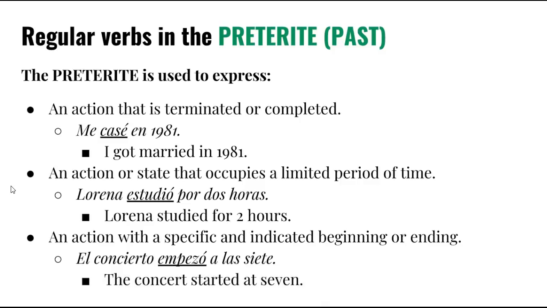Now, when you're thinking about the preterite, I want you to think that the preterite can be tied to a specific period of time for the most part. So if you're talking about one and done, or you're talking about something that was done again within a specific period of time, whether it's a beginning or an ending, you're going to be using the preterite.